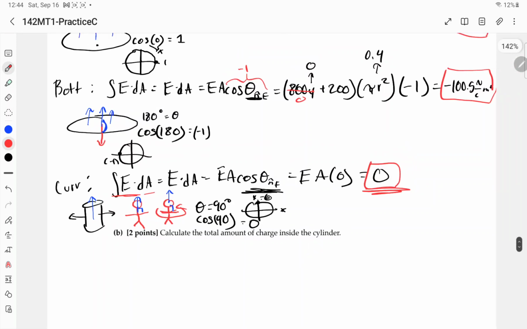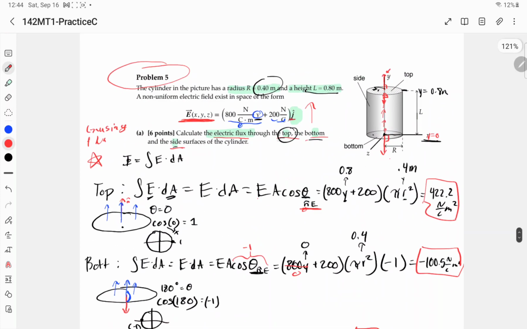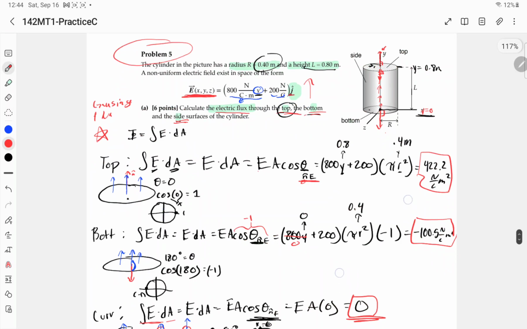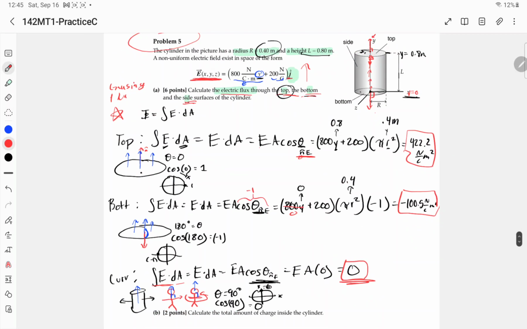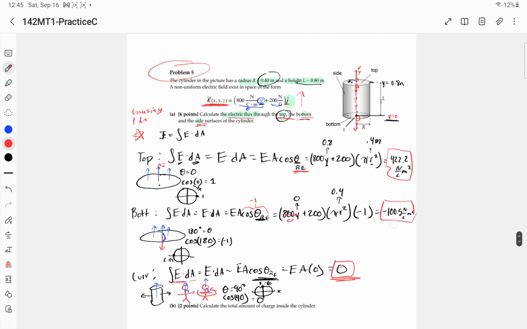Why? Because the angle between the normal direction, the red coming out, and your E is going to be 90 degrees. So now you did exactly what part A said. It said find the flux through top, bottom, and side. Just for reference, if you wanted to find the full flux, you would add all these together, and that's the flux going through that surface. I had someone ask me in the meeting, when is E dot A equal to EA cosine of theta, and when is it not?